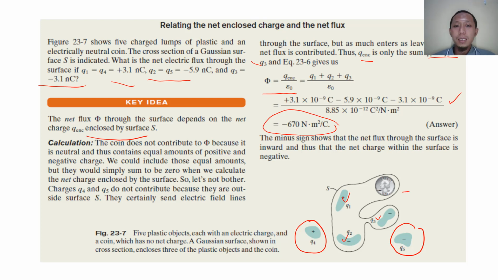So the minus sign shows that the net flux through the surface is inward, and thus that the net charge within the surface is negative. So yeah, the minus sign means the net total flux through the surface is inward. Why inward? Because the net charge within the surface is negative. So something like that.